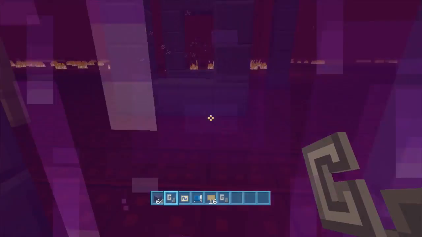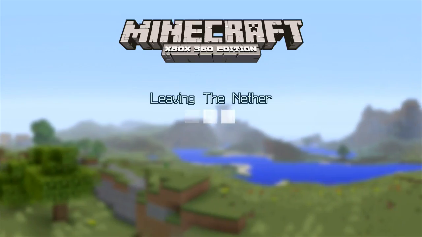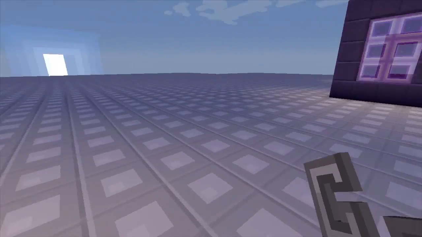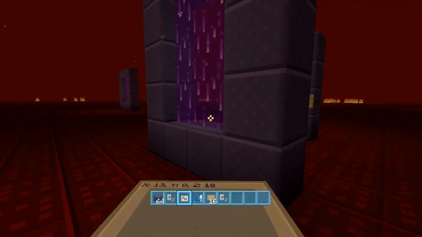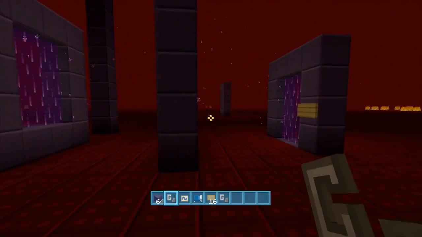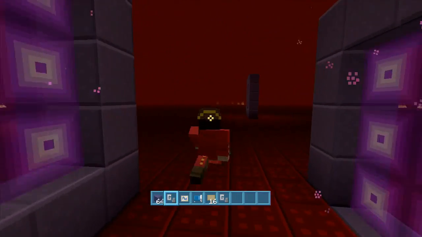Let's go back to the portal that has the bed. It's already linked. Now let's go through the middle one. And even though there's two portals extremely close to it, it still put me in the middle one. So yes, that is how you do things, guys. That's how you link portals.